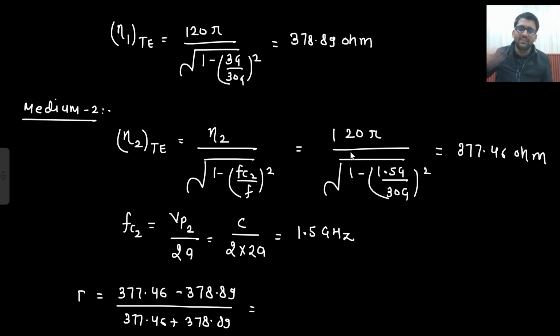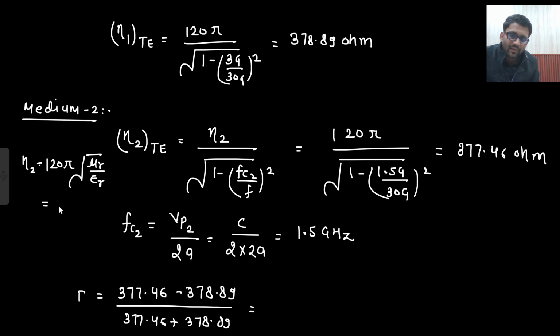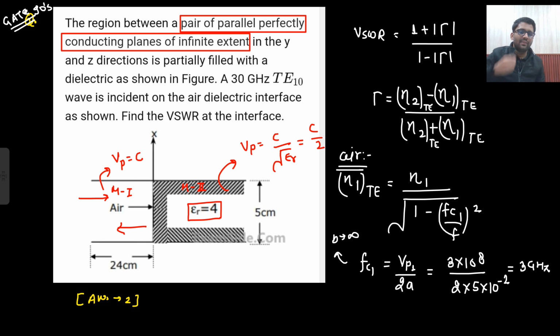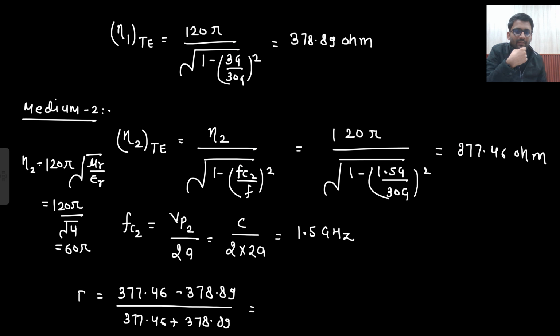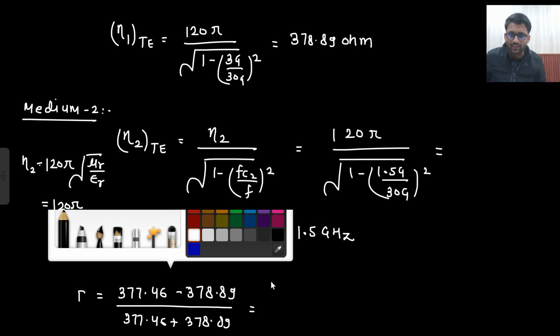Yes. Here what will be the value of eta? What will be your eta 2? Eta 2 will be 120 pi under root mu r by epsilon r, no? What is epsilon r? Epsilon r is under root 4. So that would be 60 pi, right? This mistake I am doing. Epsilon r is 4, no? So that would be 60 pi. So here 377.46 divided by 2 will also be there. 188.73, 188.73 ohm.